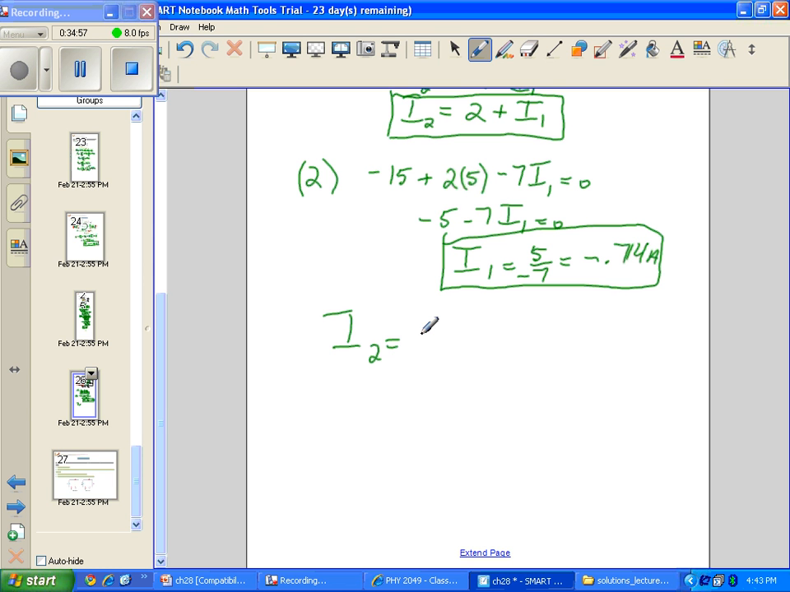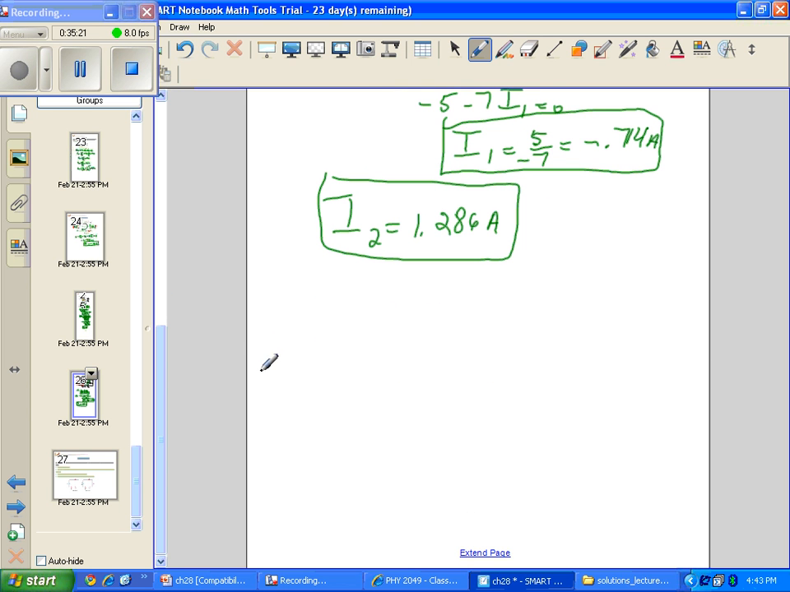So let me just plug this into my calculator. 2 minus 0.714, I get a value of 1.286. We'll leave it as 1.286 so that we don't introduce rounding errors. So there's our I2.